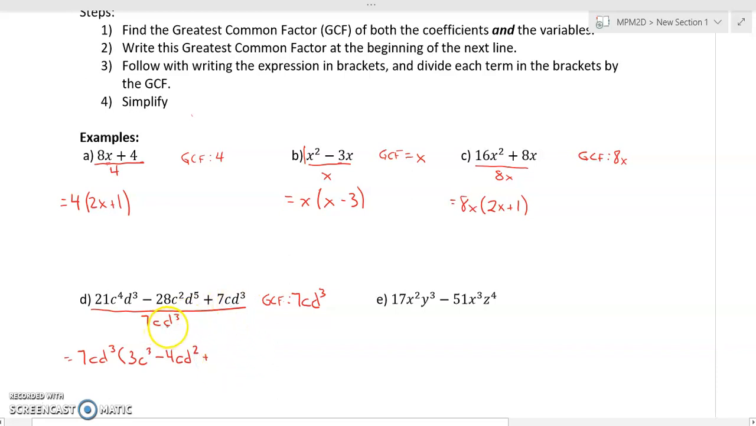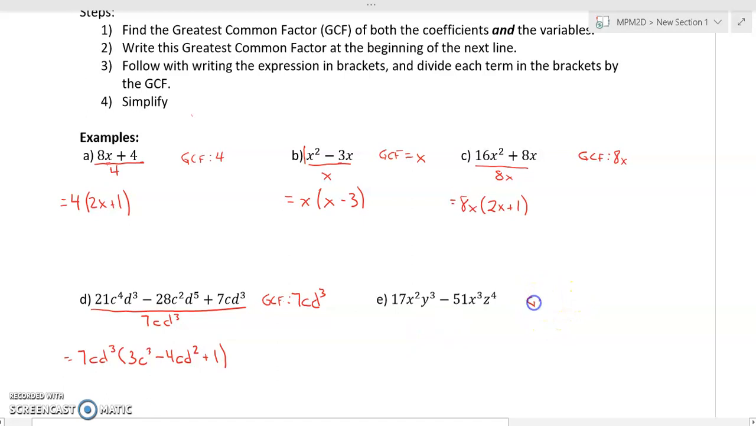And then 7 divided by itself is 1. c divided by itself is 1. d divided by itself is 1. So 1 times 1 times 1 is 1. And that's it. That's kind of an ugly expression, but it's not really any harder. It just takes a little longer. Alright, pause the video again and try this one on your own.